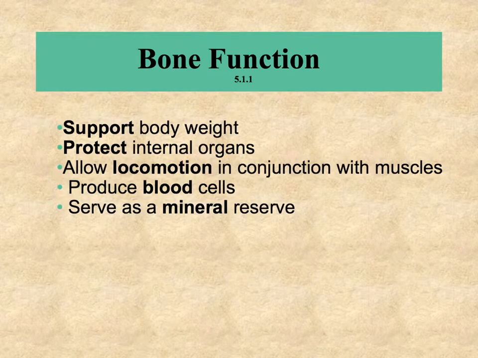So let's start with bone function. There are 5 different functions that bones perform for us. They support our body weight and give us some shape and structure to our bodies. They provide protection for internal organs. If we didn't have bones, our muscles would not be able to give us movement or locomotion. They have a very important role in producing blood cells of all types and serve as a mineral reserve because many of the mineral ions are very important for other bodily functions.